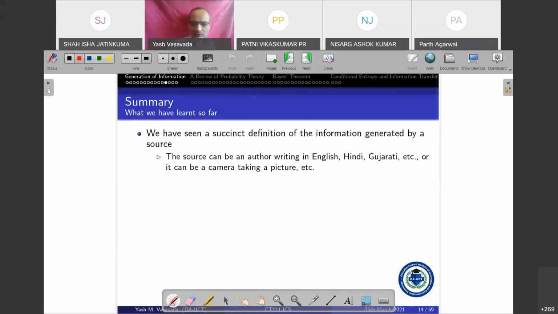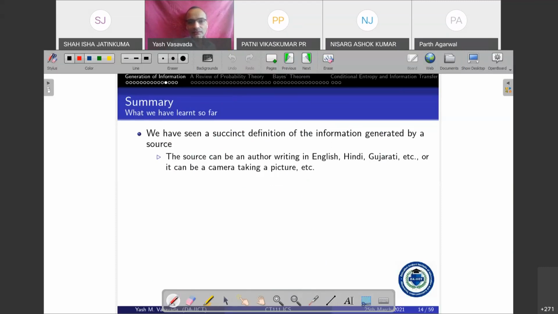But let us continue this summarization that kind of captures what we have learned so far. So basically, we have defined the notion of an information generation source. And so far, we have kept the source to be discrete valued.